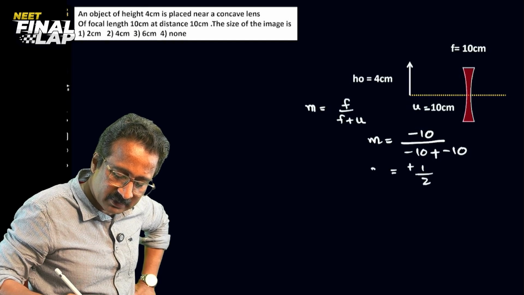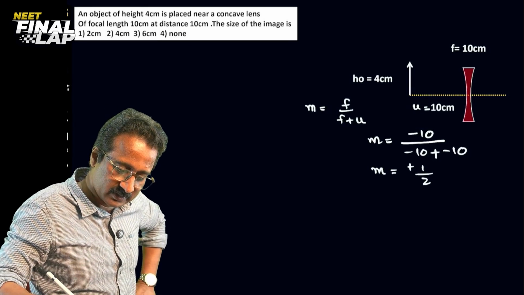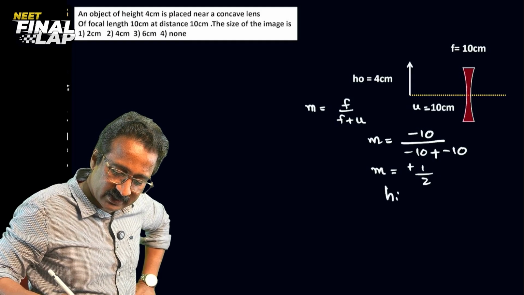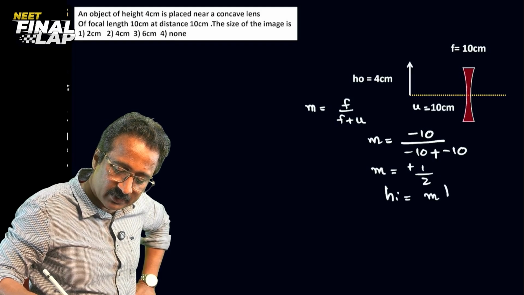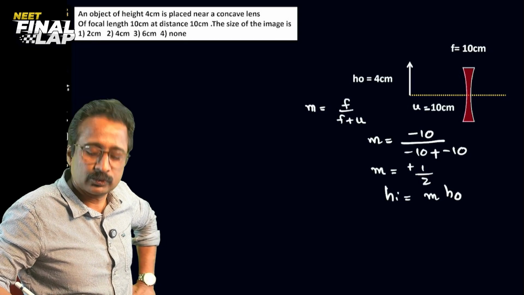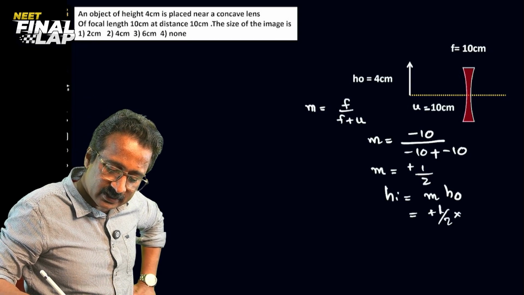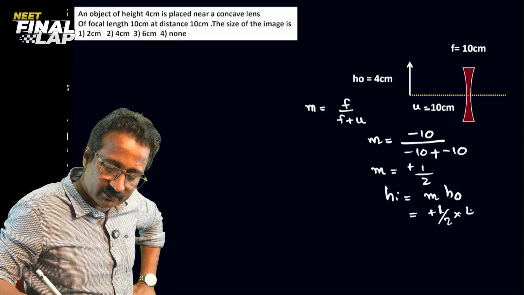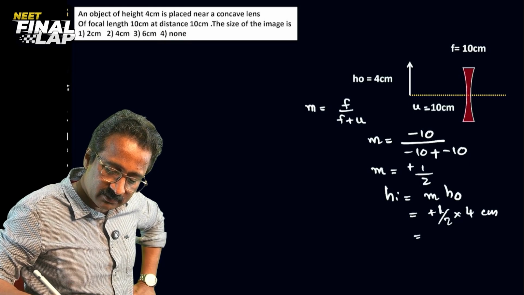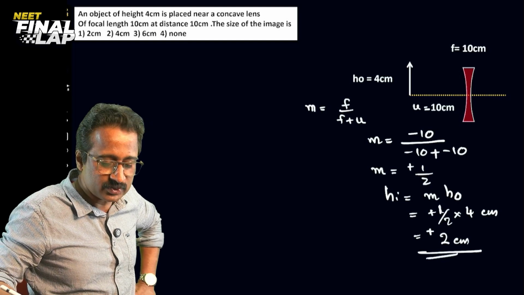I think it is plus 1 by 2. Okay, m is plus 1 by 2. Now they ask us what is the height of the image. Height of image is related to height of object: Hi is equal to m into Ho. So m is plus half, into the height of the object, which is given to be 4 centimeter. So half into 4 centimeter, your answer is 2 centimeter, actually plus 2 centimeter.